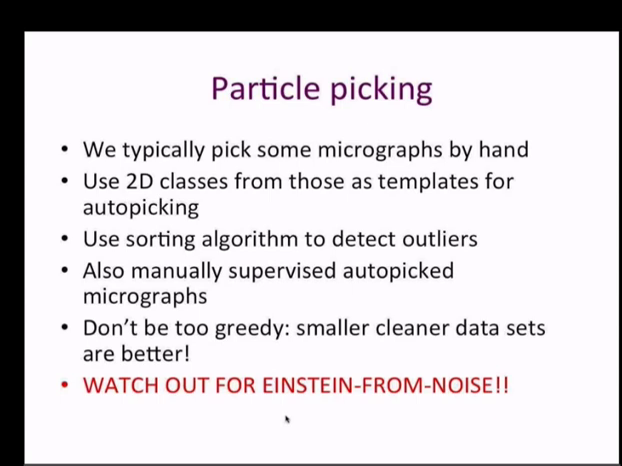And the major thing you have to watch out for if you do template-based auto-picking is Einstein from noise artifacts, where characteristics of the templates are found in the noise-only micrographs even, or your micrograph can have particles, but even in the noisy regions, the program may think there are templates, and if you average over many noisy instances, then you may get your templates back.